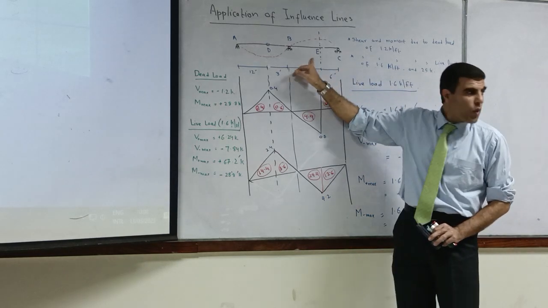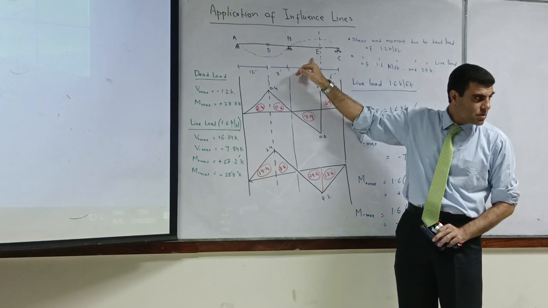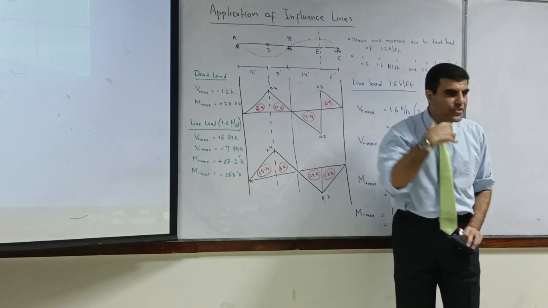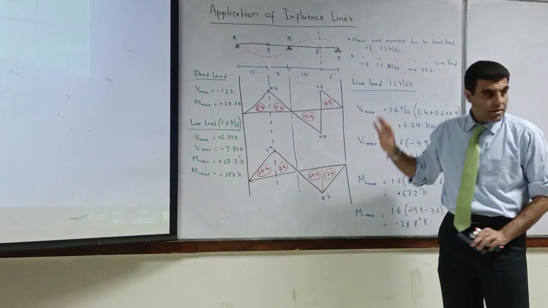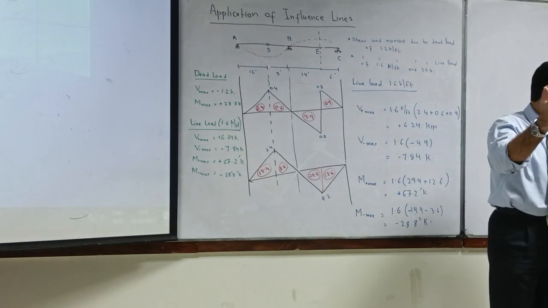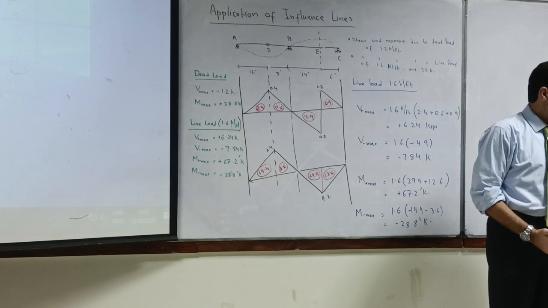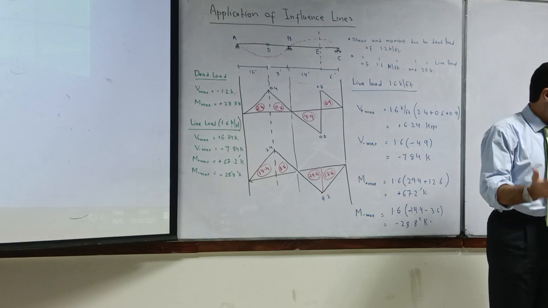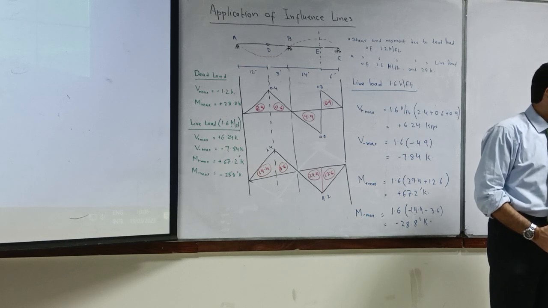This is for one point. Yes. Shear and negative shear both will appear at the same time, so they will cancel each other. No. What we are trying to do is find out the maximum shear positive, the maximum shear which is negative, maximum positive moment and maximum negative moment. That's what we are trying to find out. Then they will appear.